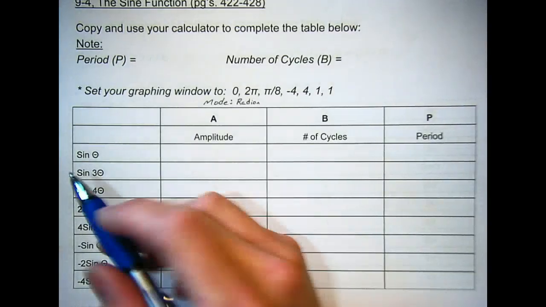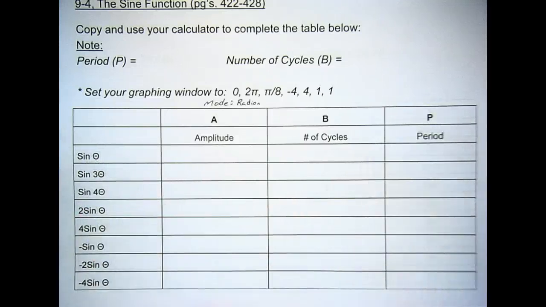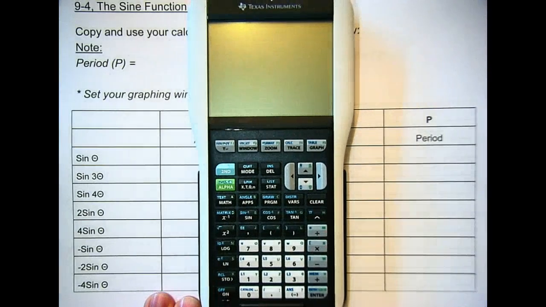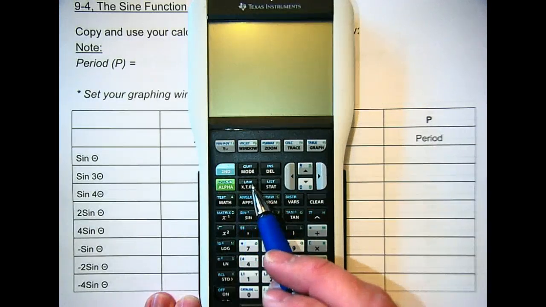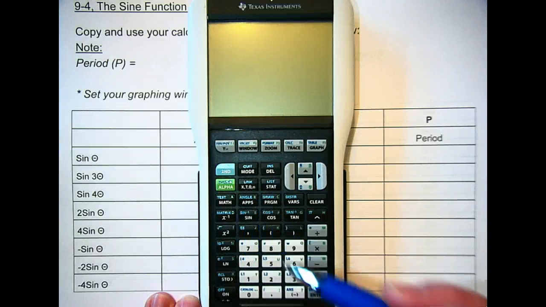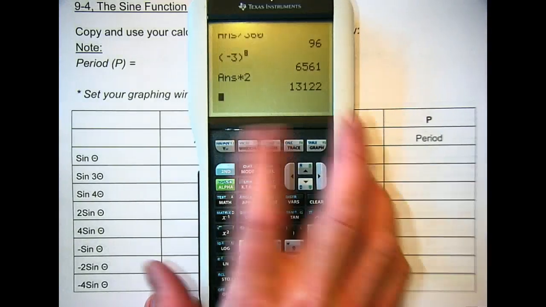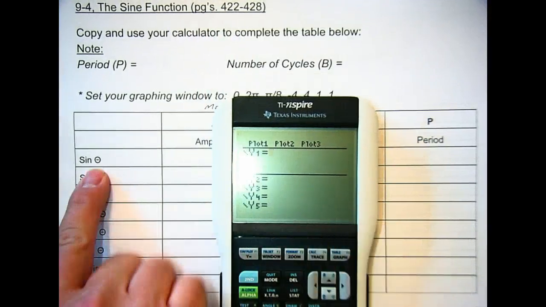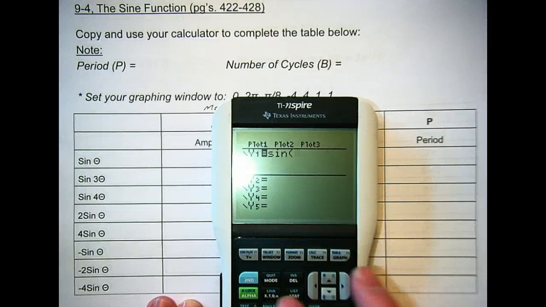My fault. Theta is x. So when you look at your calculator, this button right here that we usually push for x, you'll notice it says t and then theta. So it's the same. It'll actually show up as x on your calculator when you push it. But in your y equals menu, you're going to be setting your first graph. It's going to be sine of x.